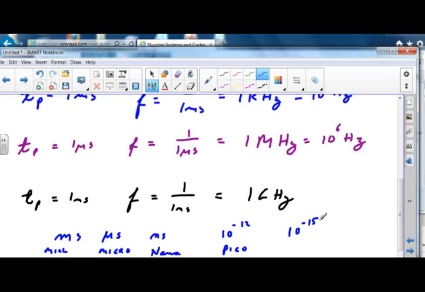Okay, oh, there it is. So on page 30, we see we have teras, 10^12, and we have picos, 10^-12, and everything in between. So there's the teras, gigas, megas, kilos, milli, micro, nano, and pico. Isn't that nice?